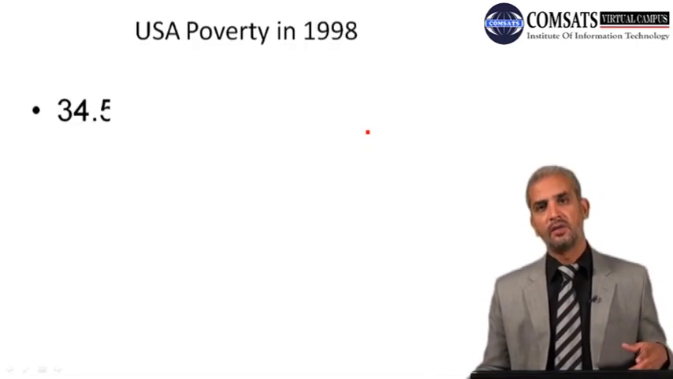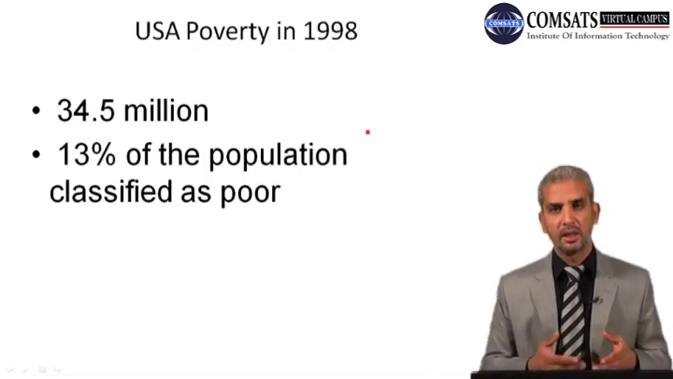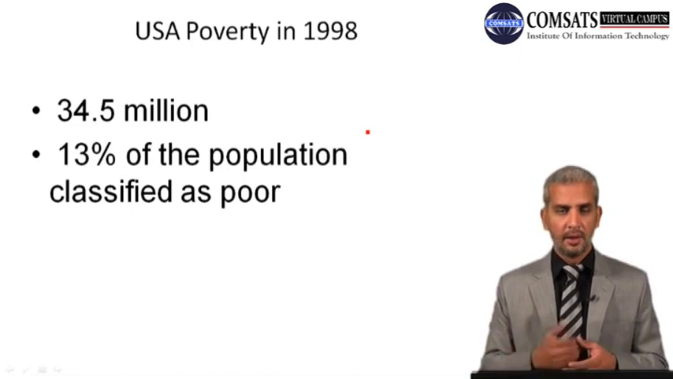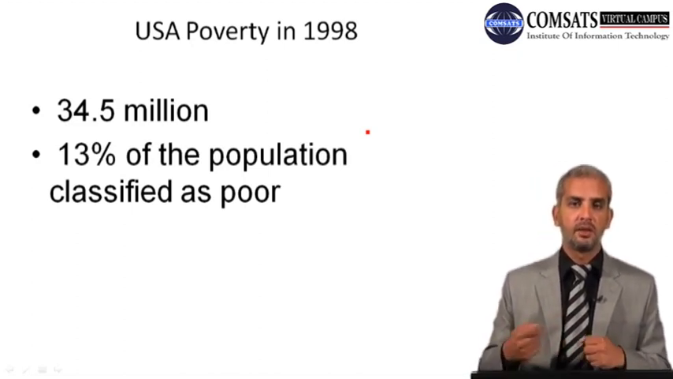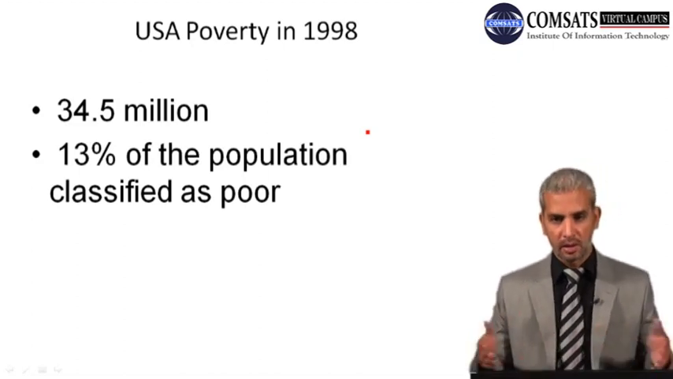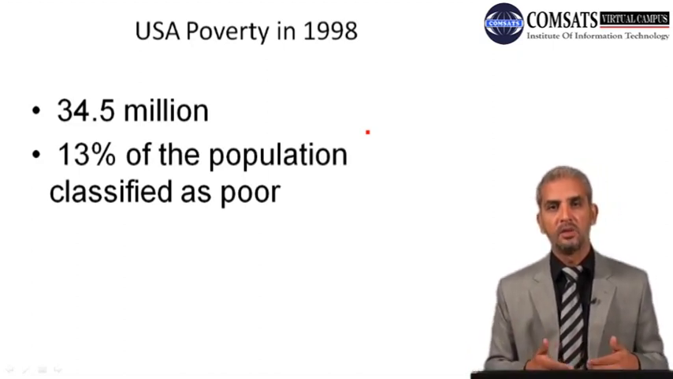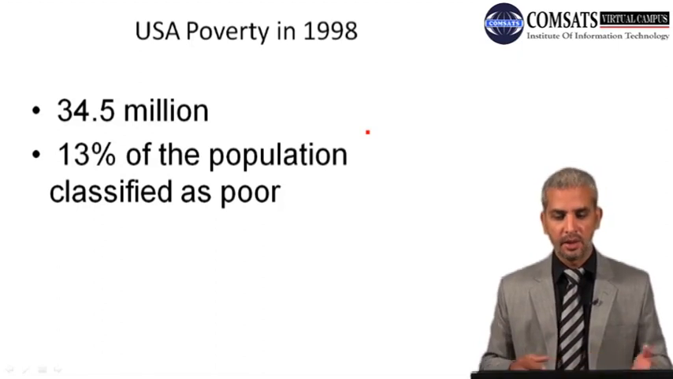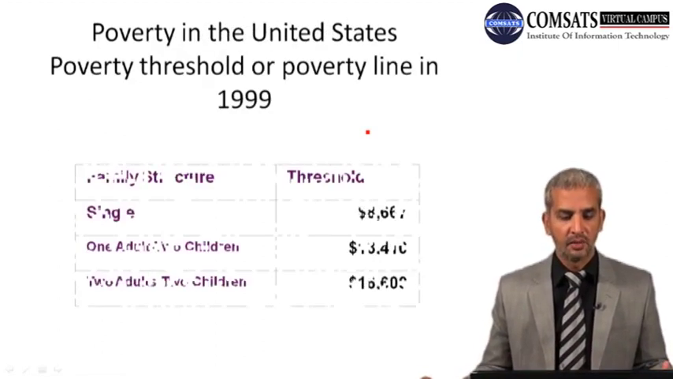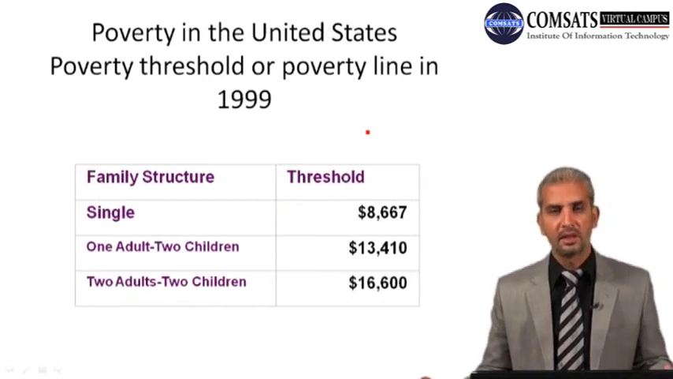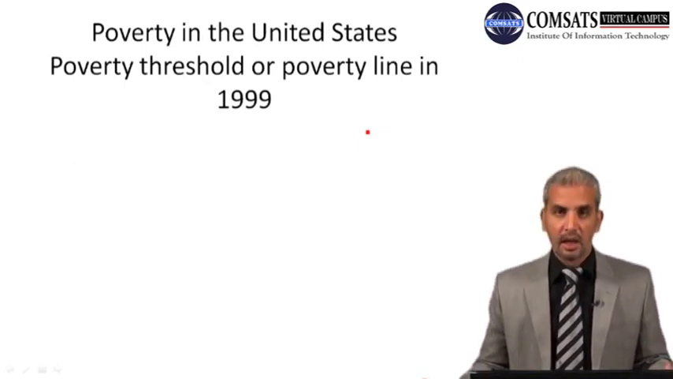Then we also discussed the welfare trap. This was actually the prologue of the lecture, and the welfare trap is when individuals are so dependent on welfare that their willingness to get out of that welfare paradigm is reduced. Then we discussed a few statistics of the USA, that in 1998 there were 34.5 million. This is an old statistic, but it still counts.